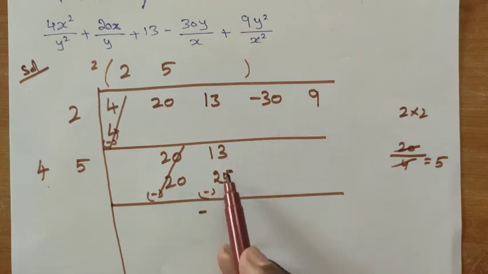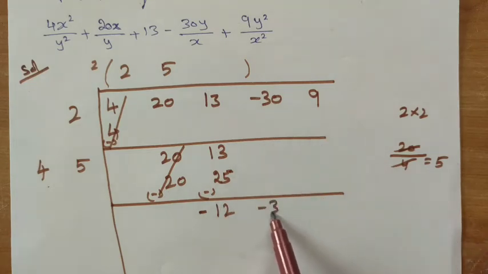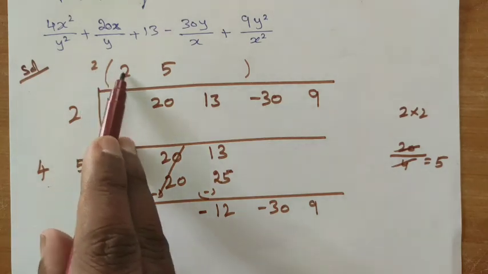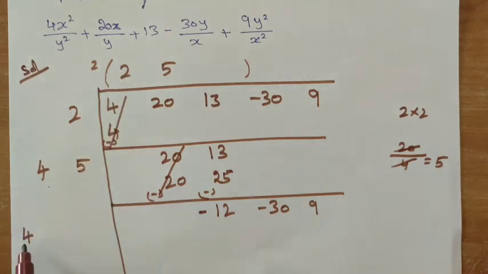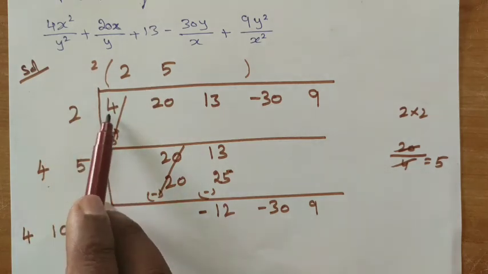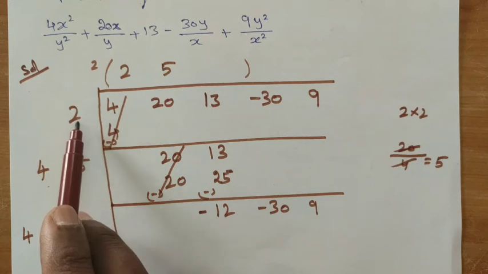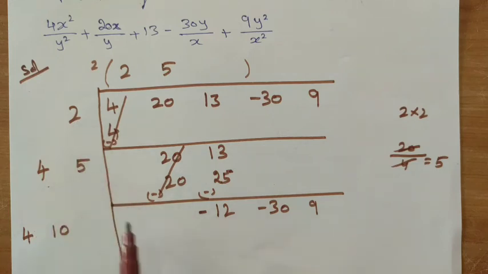13 minus 25 means we get minus 12. And the remaining terms are minus 30 and then 9. Now multiply the term. 2 2s are 4, 2 5s are 10. In the first step you have only one term, in the second step you have 2 terms, and in the third step you have three terms. Here we are going to write one term. Here we have the negative symbol. Put the negative symbol here and here first.